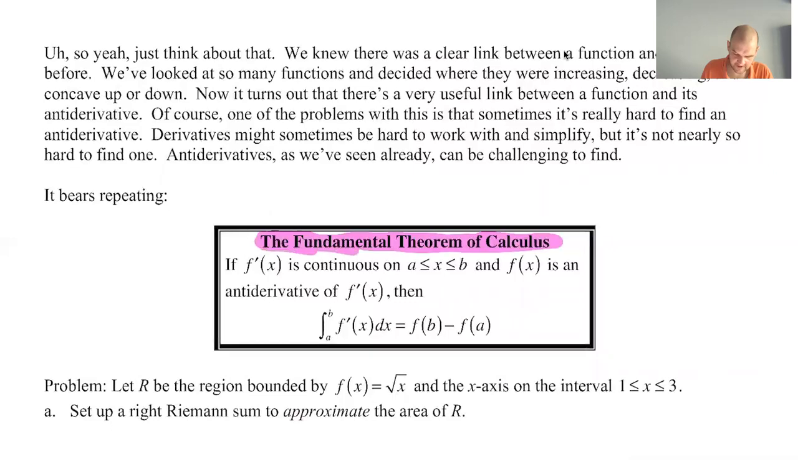Newton, Leibniz, probably a billion other people involved. Really interesting. So it says if f prime is continuous on the closed interval, and it's really important that it be continuous. You're going to kind of forget that because you don't run into discontinuities all that often. If f prime is continuous on the interval from a to b, and f of x is an antiderivative of f prime, then the integral from a to b of f prime of x dx is f of b minus f of a. It's amazing.